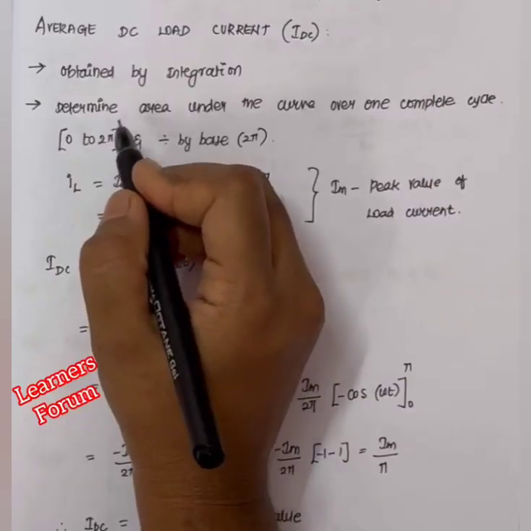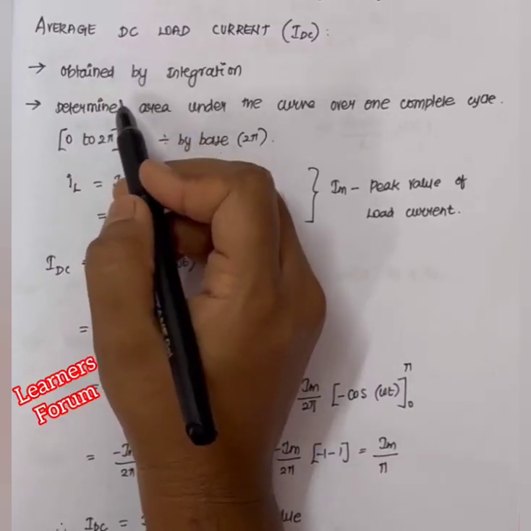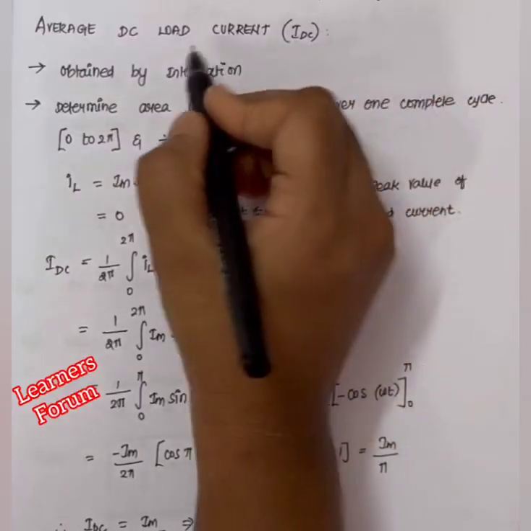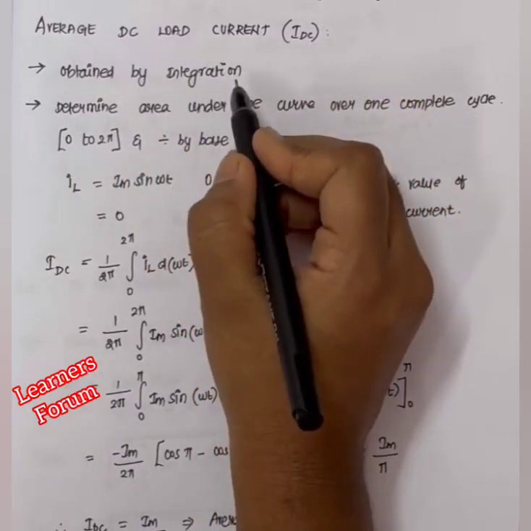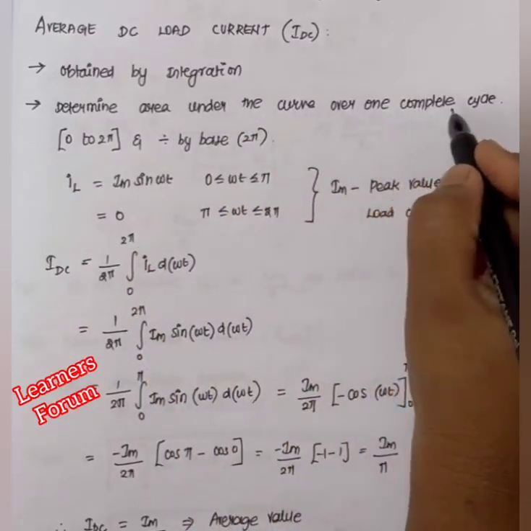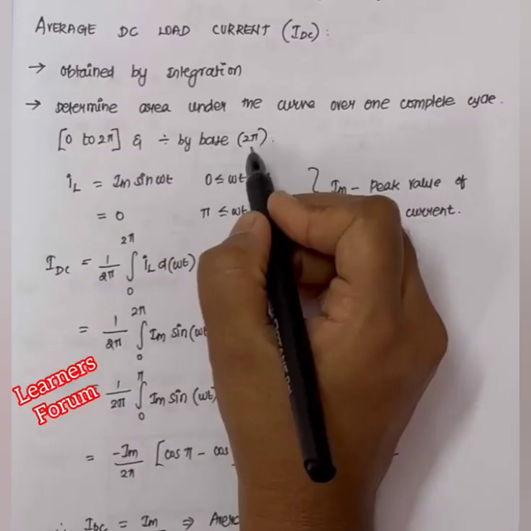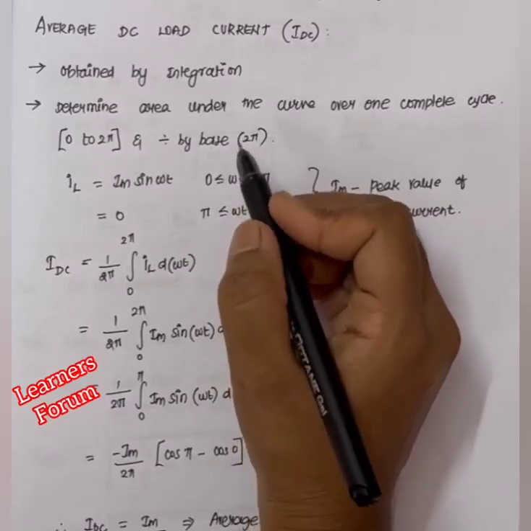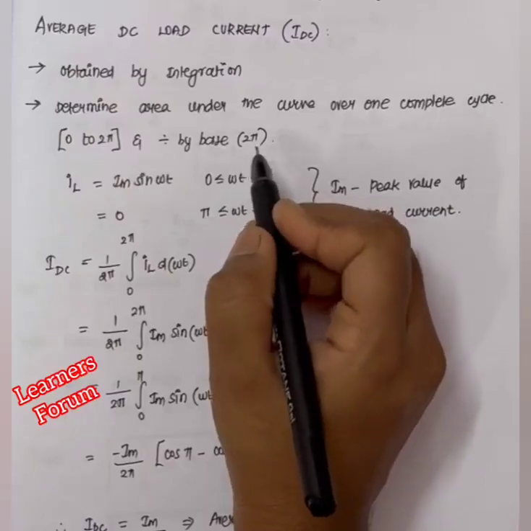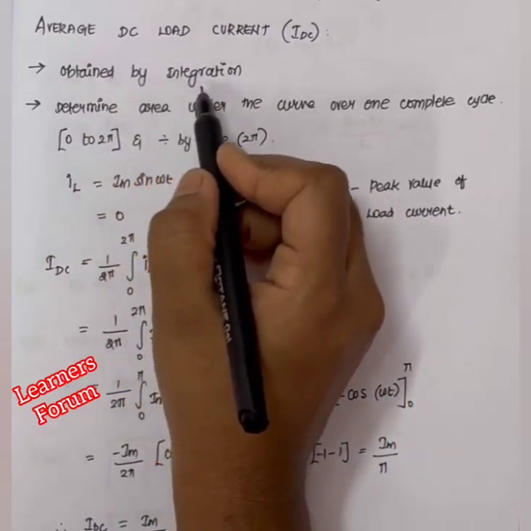Now let us analyze certain parameters of the half wave rectifier. The first one we are going to consider is the average DC load current, represented as IDC. This value can be obtained by integration. That is, we determine the area under the curve for one complete cycle, from 0 to 2 pi, and then we divide it by the base value of 2 pi. So for a single area we are analyzing and then integrating, that is why this value is obtained by integration.